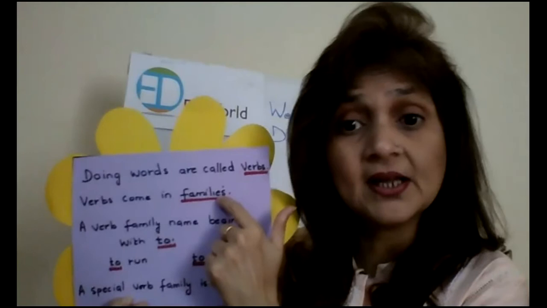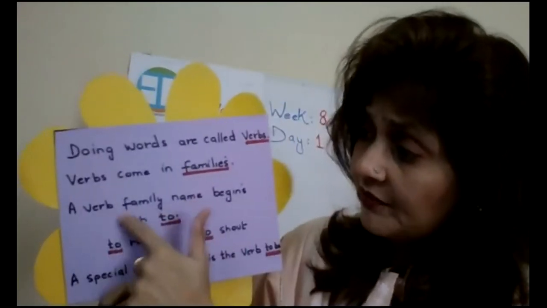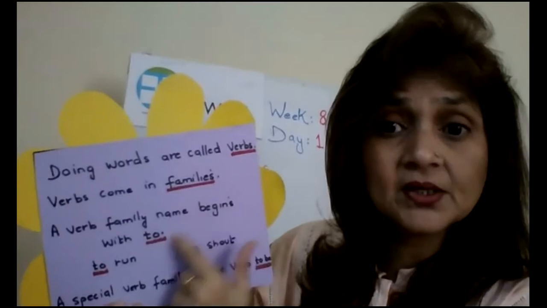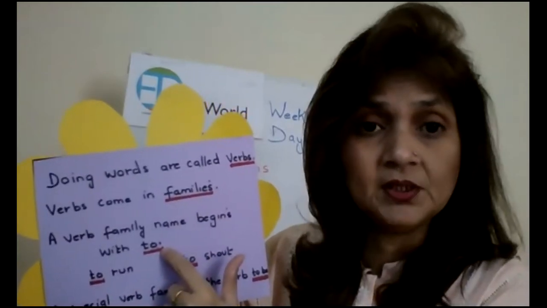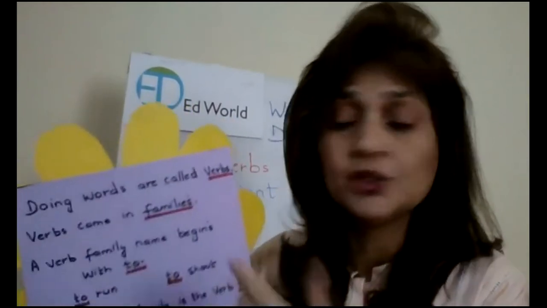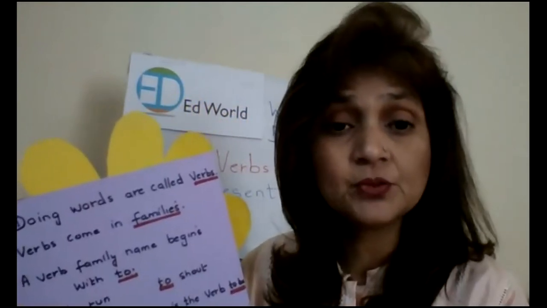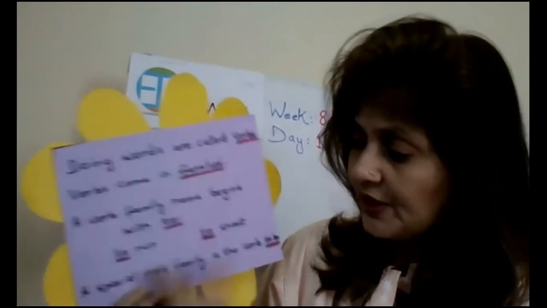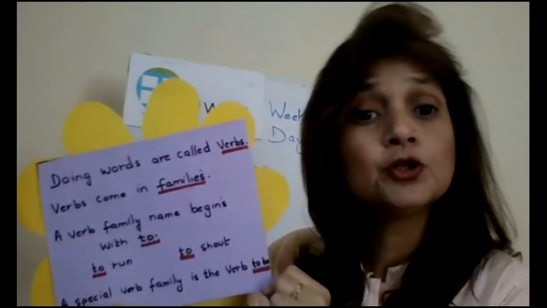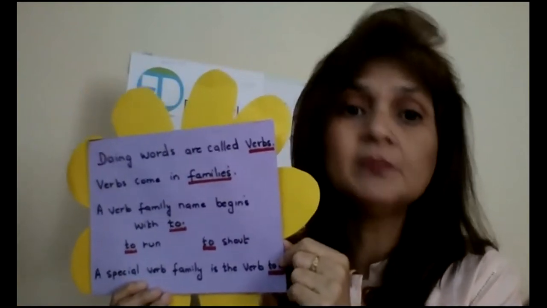Now, verbs come in families. There are families of verbs. What are those? A verb family name begins with to, like to play, to shout, to run. So it begins with to. And a special verb family is the verb to be. What is the special family name? It is the verb to be.